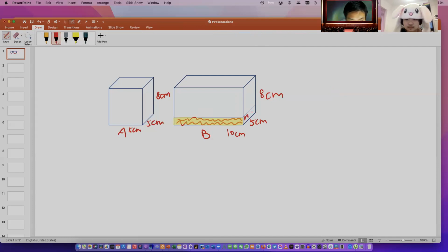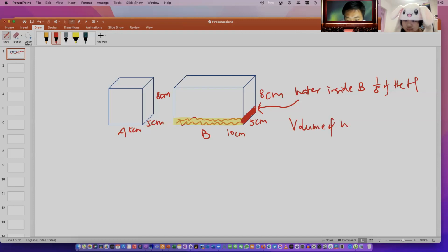So let's say the water inside B is 1/8 of the height. With this information, I think you can find out what is the volume of water already in B.